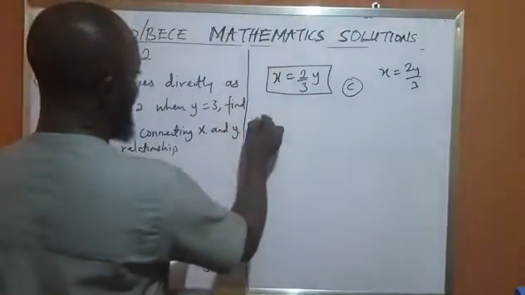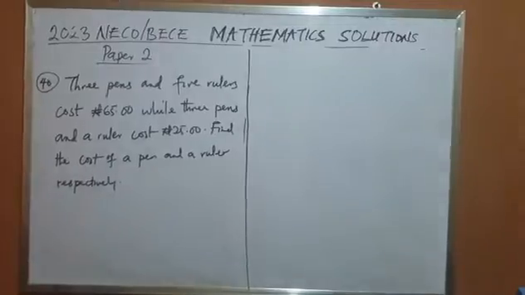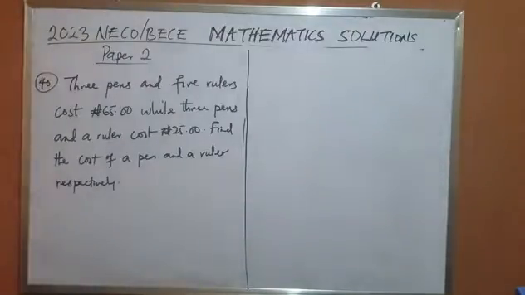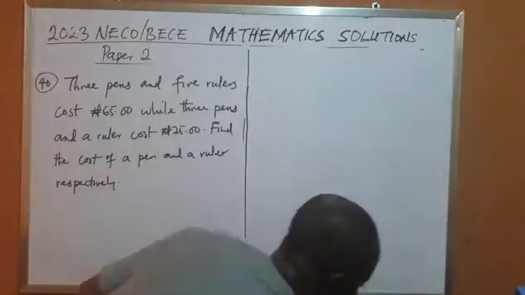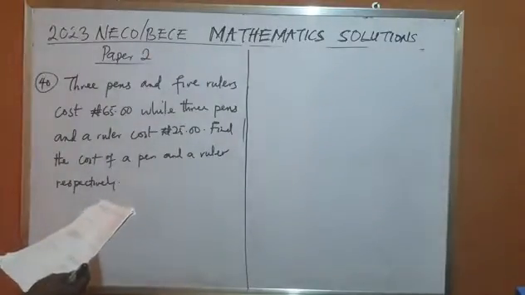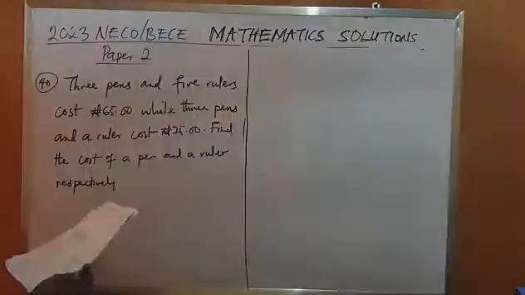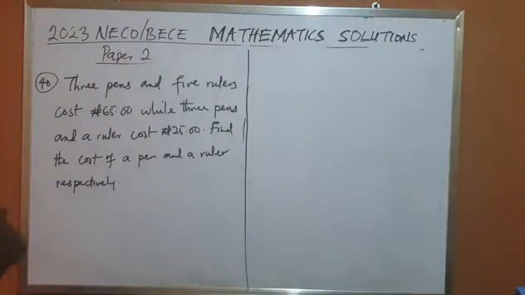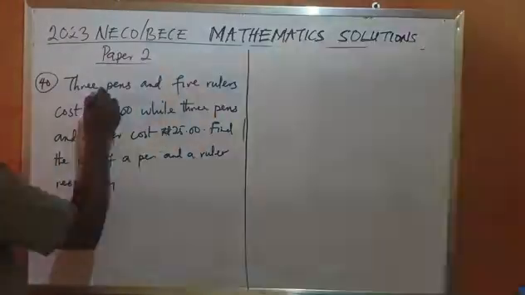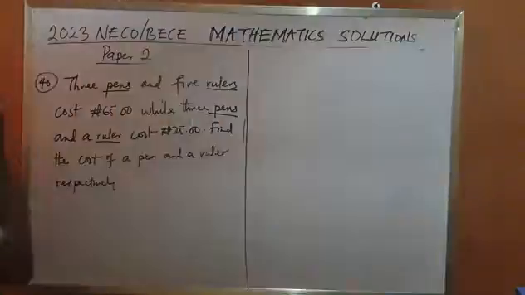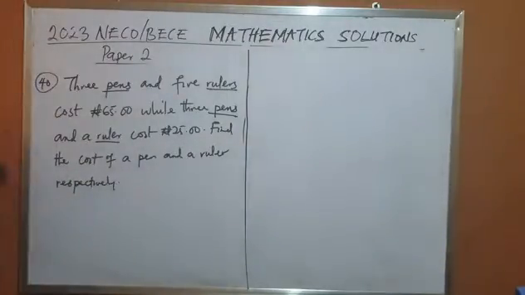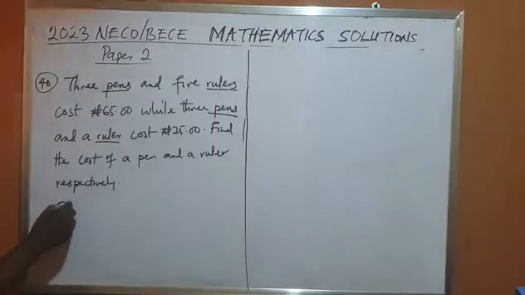The last question we're going to look at in this video: 3 pens and 5 rulers cost 65 naira, while 3 pens and a ruler cost 25 naira. Find the cost of a pen and a ruler respectively. If you look at this question, we have pens and rulers, so that means we're going to have simultaneous equations.